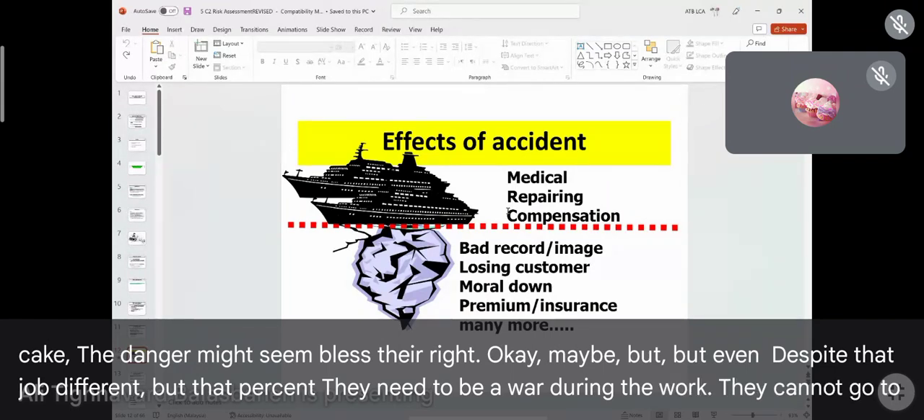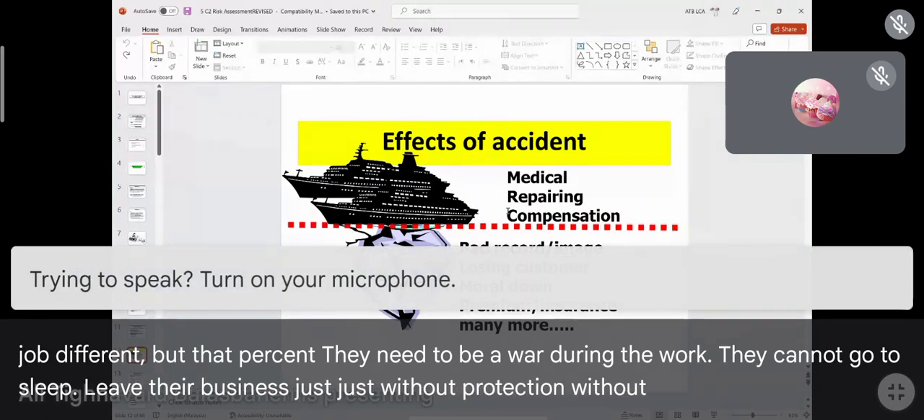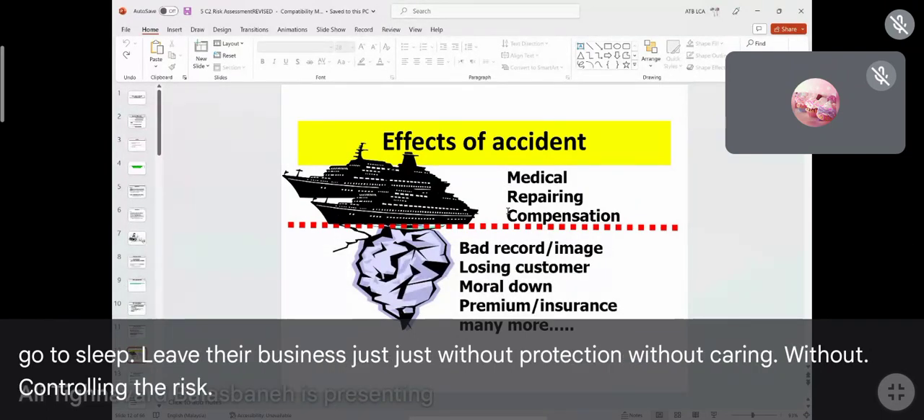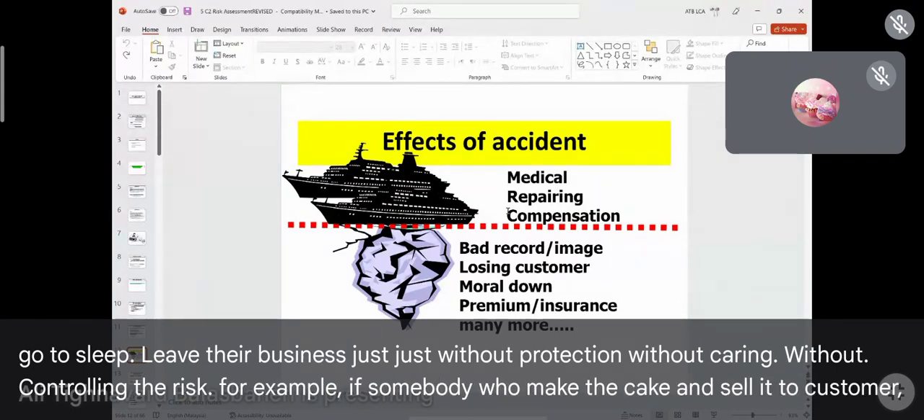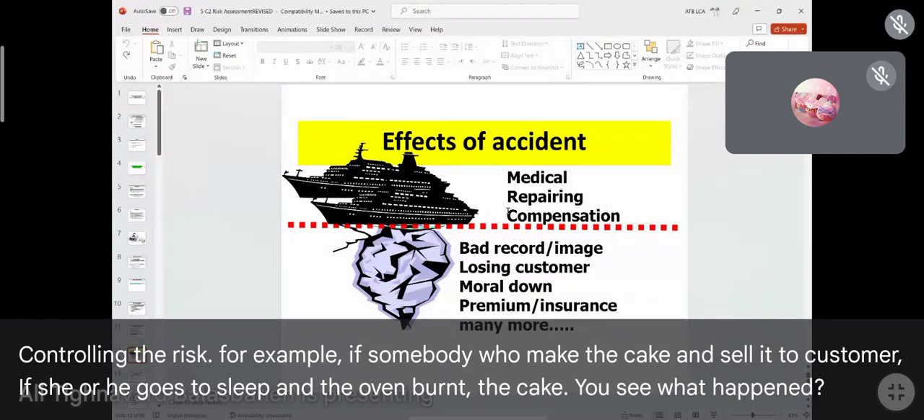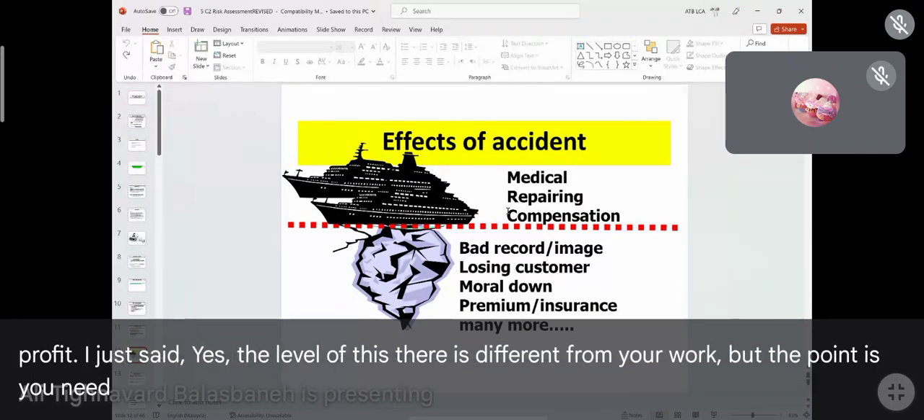They cannot go to sleep, leave their business without protection, without caring, without controlling the risk. For example, if somebody who makes a cake and sells it to customers goes to sleep and the oven burns the cake, you see what happened? No profit. I just said, yes, the level of risk there is different from your work, but the point is, you need to be aware, be conscious in the workplace.